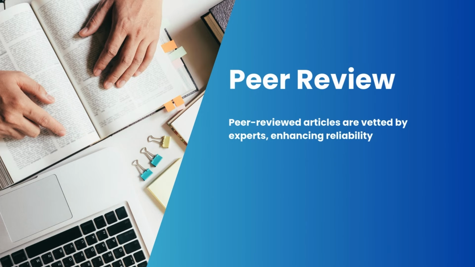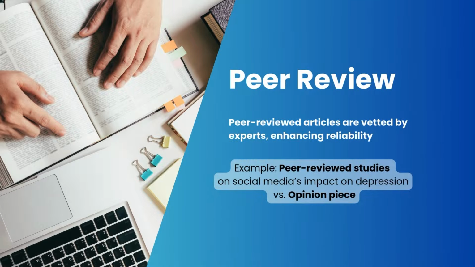Next, check if the article has undergone peer review. Peer-reviewed articles are evaluated by other experts in the field, making them more reliable sources. For instance, an article on social media's effects on adolescent depression that has been peer-reviewed is more trustworthy than an opinion piece or blog post.